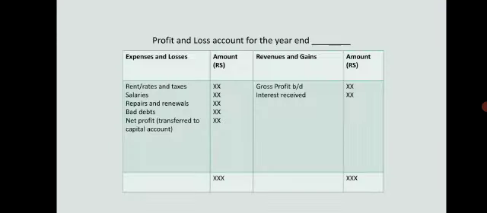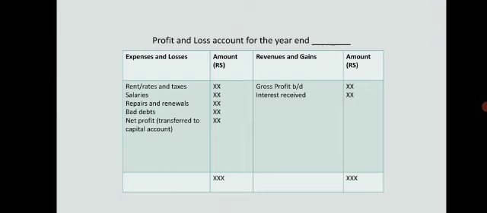When we start with profit and loss account, the outcome of the trading account will either be gross loss or gross profit. If the outcome is gross profit, the problem starts with the credit side, gross profit brought down. If the outcome of trading account is gross loss, then the problem starts with the debit side, that is, to gross loss brought down. So here we'll start the problem normally with gross profit brought down.